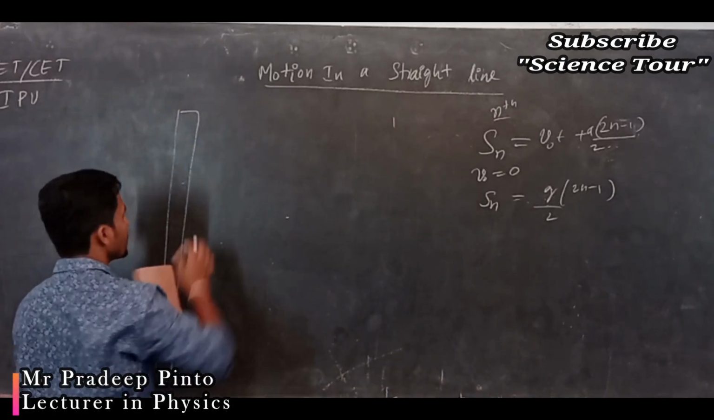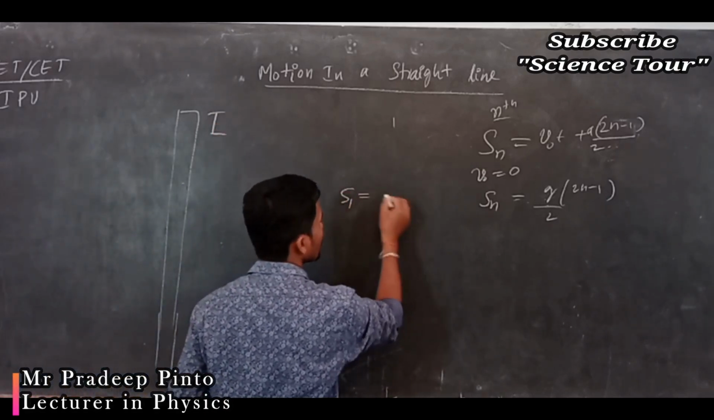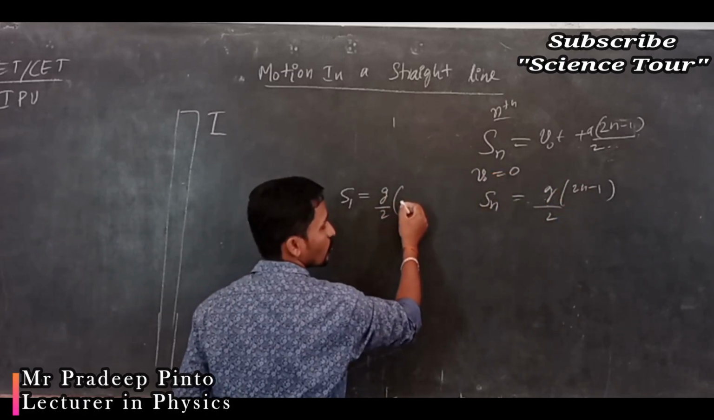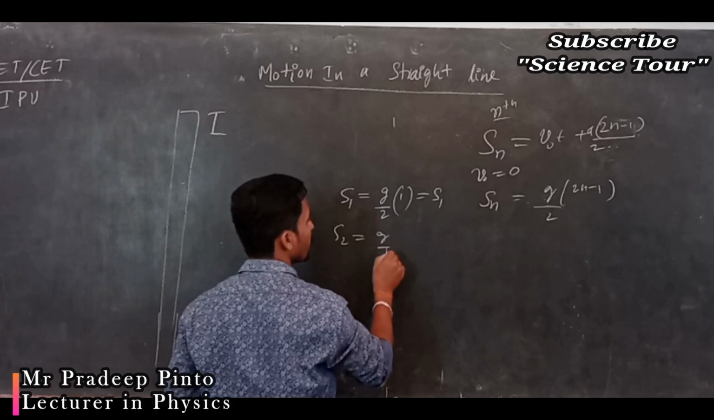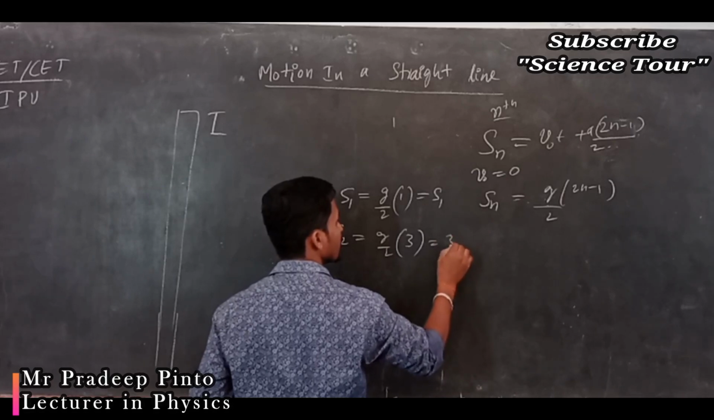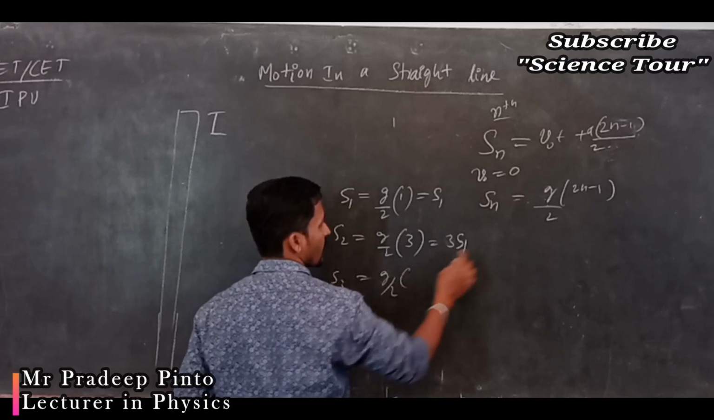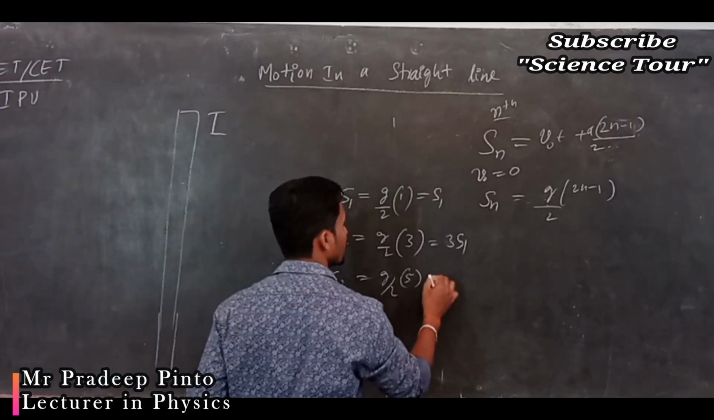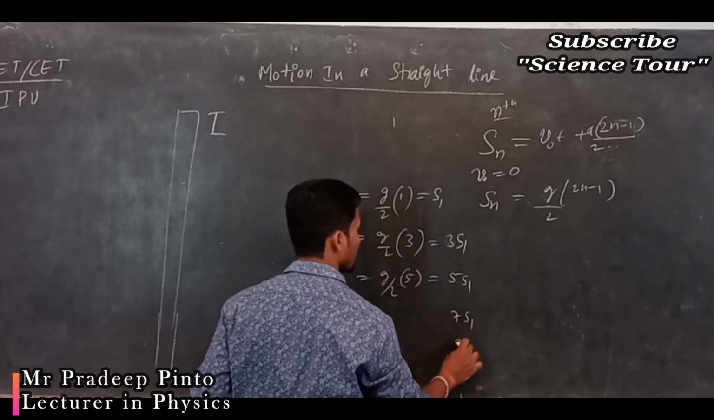Now the first second is this much, S1, which is equal to g by 2 into (2 into 1 minus 1), that is 1, so S1. S2 is g by 2 into (2 twos are 4 minus 1), that is 3, so 3 times S1. Now S3 is g by 2 into (3 into 2 is 6 minus 1), that is 5, so 5 times S1. Like that, it is 7 S1, 9 S1, and so on.